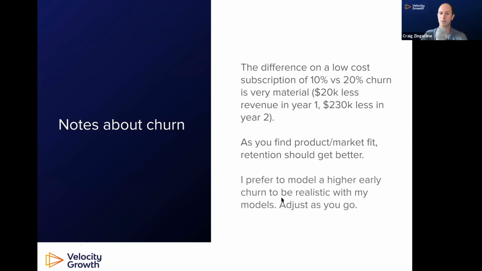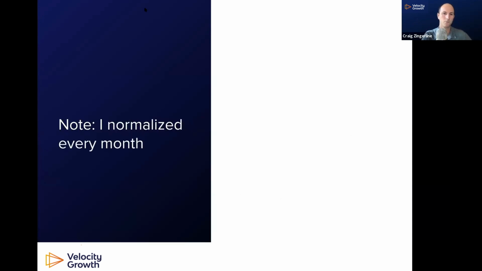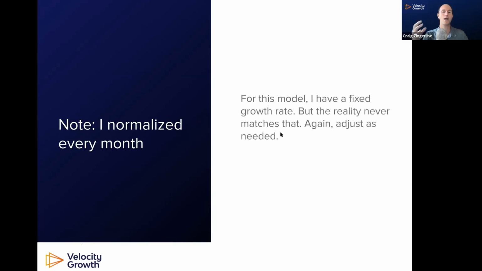Now, when I'm modeling this, I like to go a little bit higher with churn. And then try to be realistic with your model and then adjust as you go. The other thing is that I normalized every month in our growth rate. So when you look at my model, it showed 20% growth every single month or 12.5% growth every single month. That generally doesn't happen in real life, but you need to start somewhere.